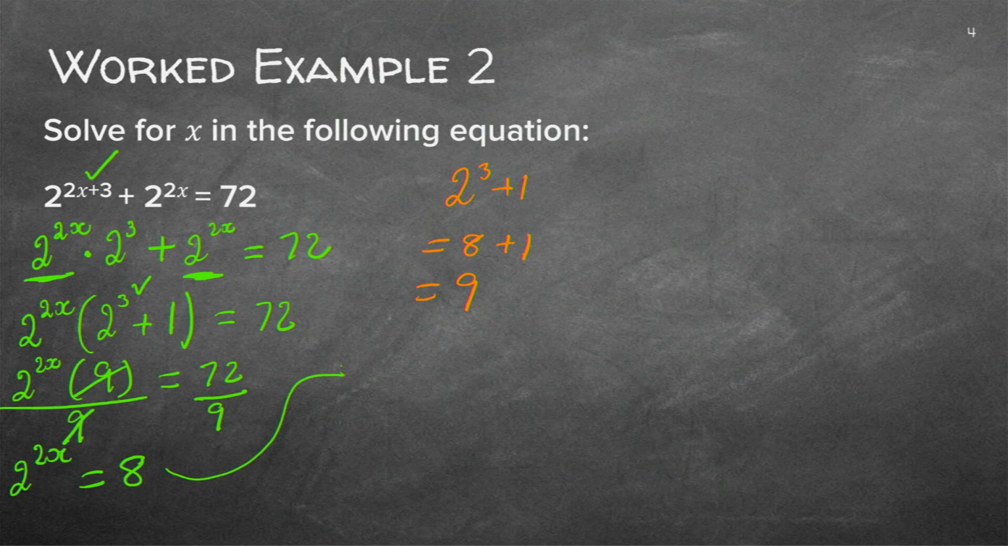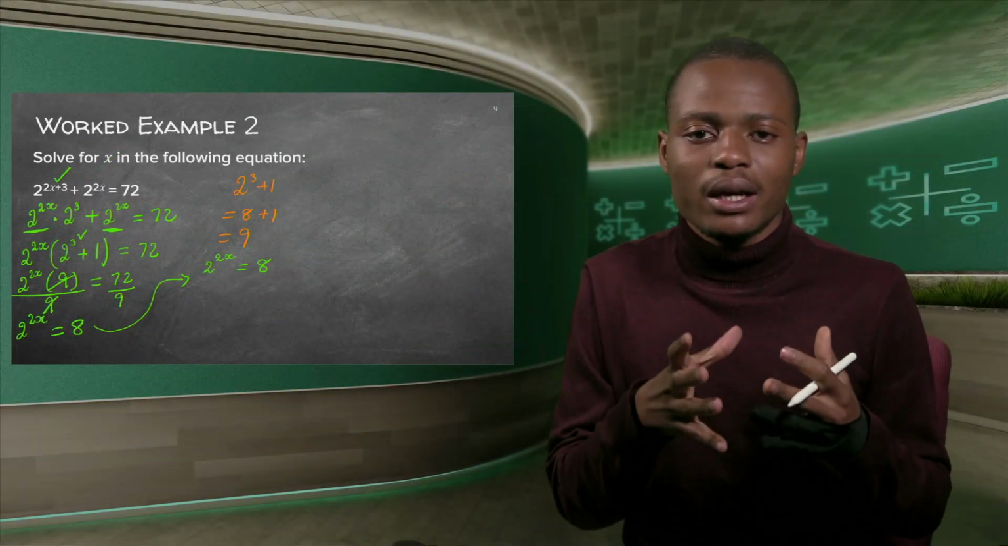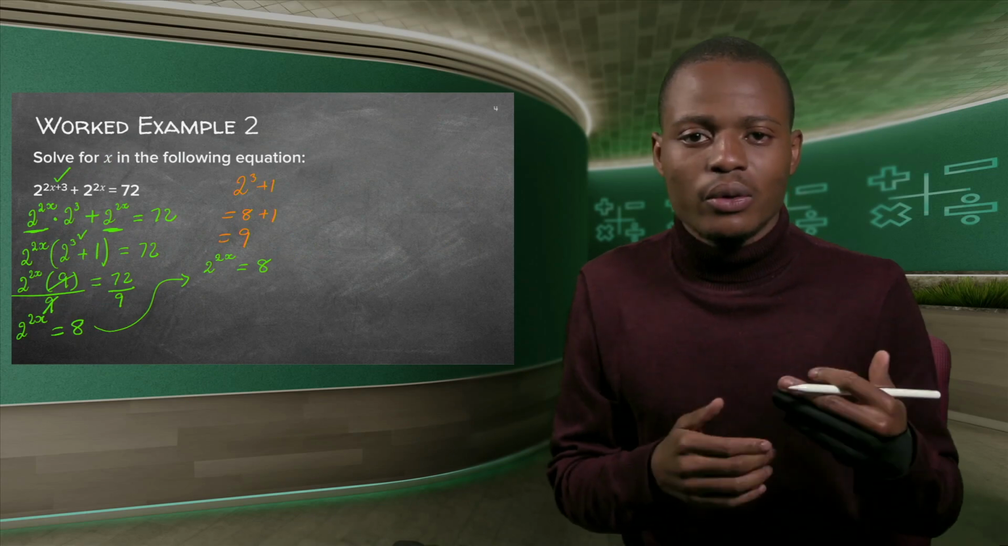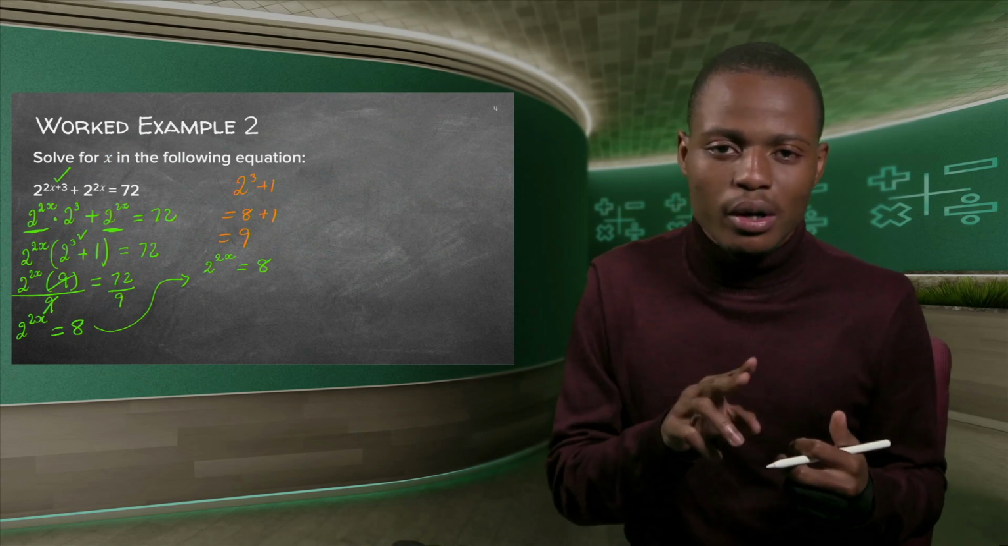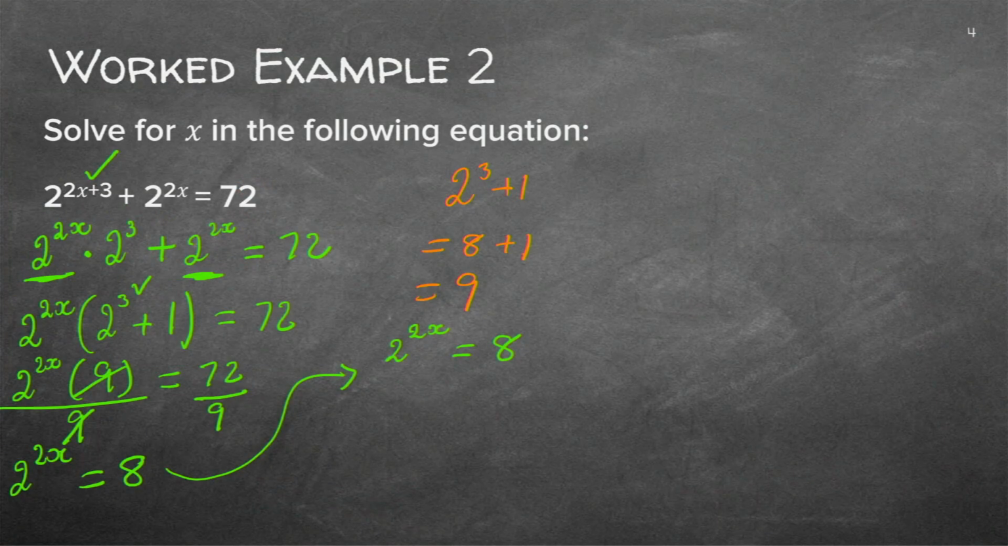And as we continue there, let me write it for you again. 2 to the power of 2x equals 8. So 8 can also be written as an exponent. If you write 8 as an exponent, that's 2 to the power of 3. So we have here 2 to the power of 2x equals 2 to the power of 3. For those who don't understand, how did you get that? If you have 8, you can break it down as 2 times 2 times 2.